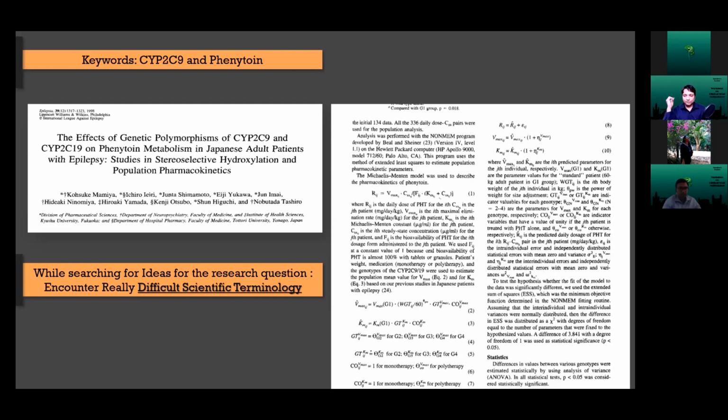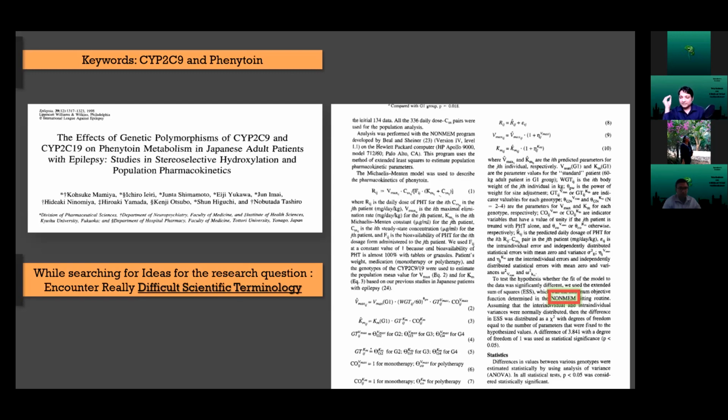So for that, you just browse on, and you see in this paper there is a term called NONMEM. When this term comes, what you do is go to Google and search for NONMEM, and Google will give you some websites. You will go to the website and learn what NONMEM is. That is what is normally done.